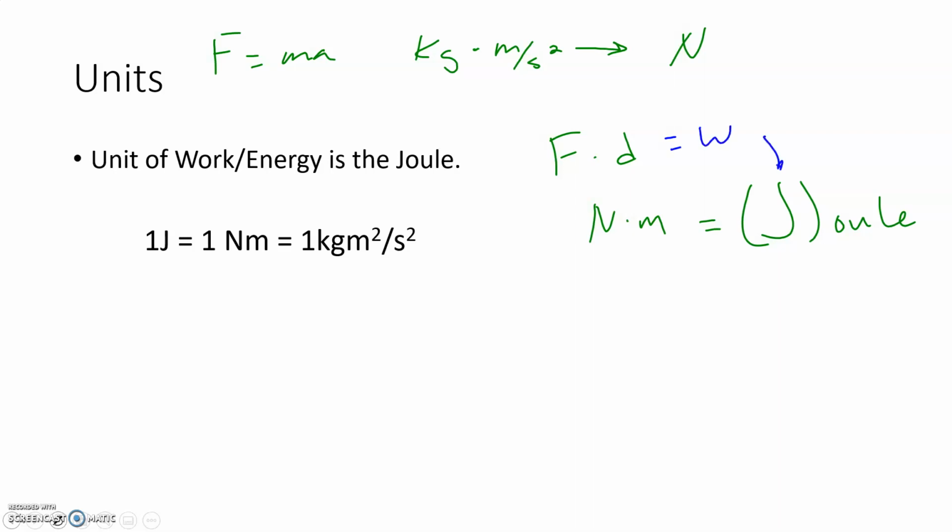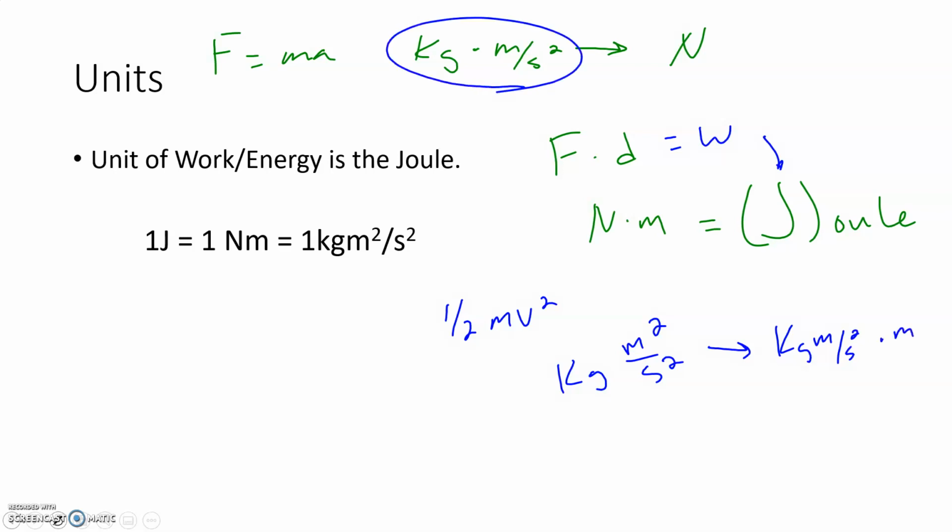So work is joules. Well, also kinetic energy is 1/2 mass velocity squared. What's my unit of mass? Kilograms. What's my unit of velocity? Meters per second. Well, guess what this is equal to? A joule. A kilogram meter per second squared times meter, right? It's like a Newton times a meter. This is a Newton, this is a meter, so guess what? It's a joule. So my units of energy are joules, my units of work are joules. Make sense?